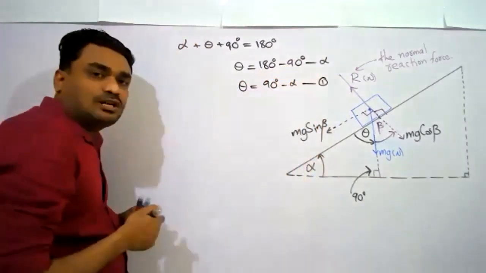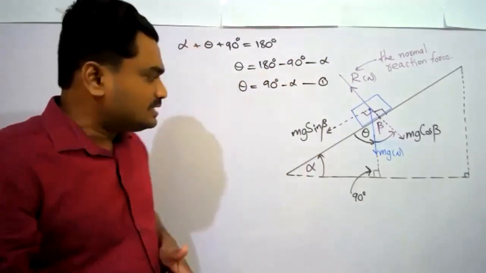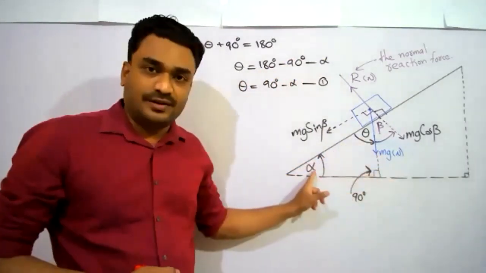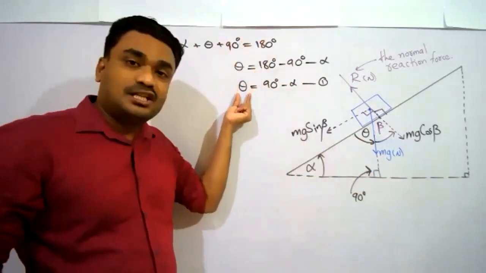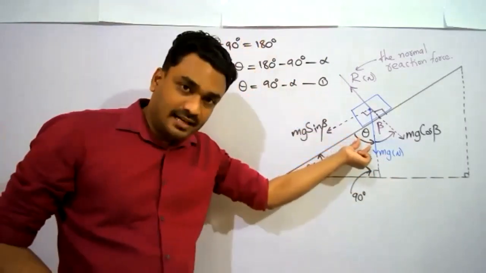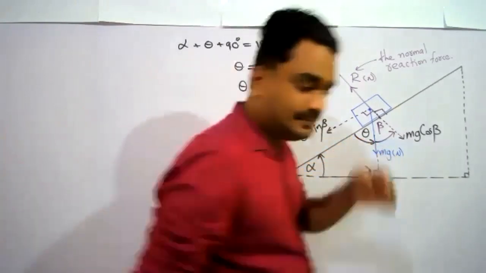Let me take it as equation number 1. Write it here. Summation of internal angles of a triangle is 180 degrees. I use that result to obtain an expression for this angle theta. Complete it here.